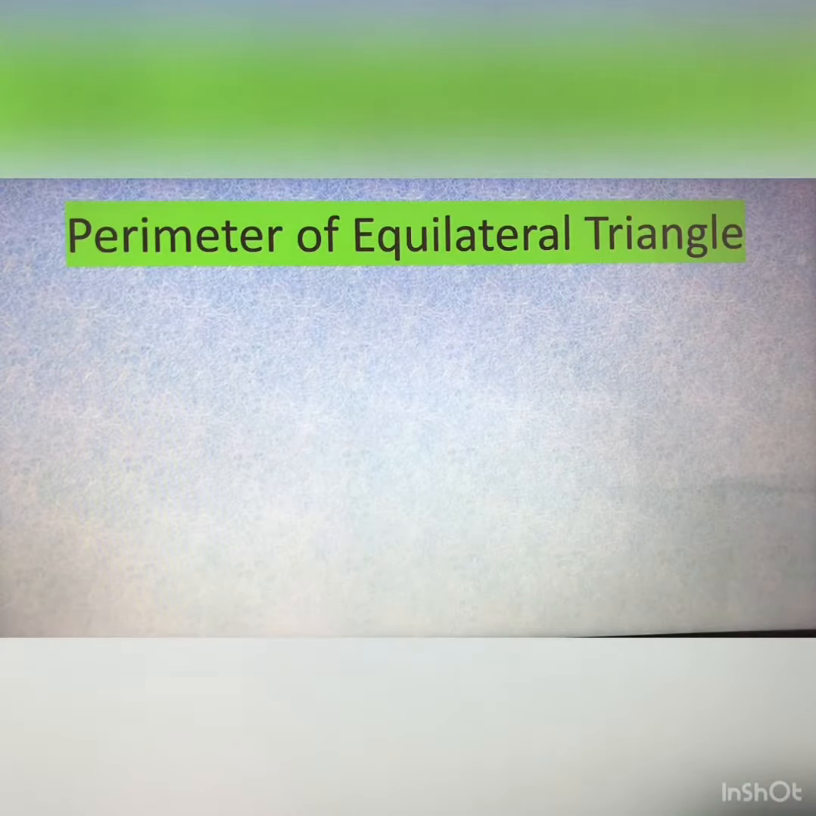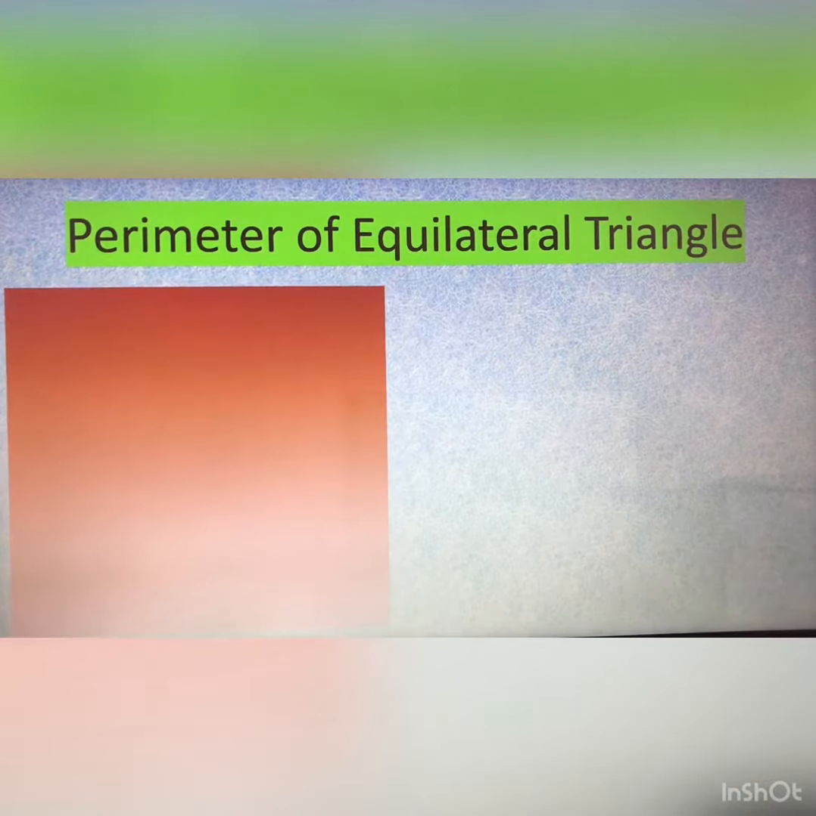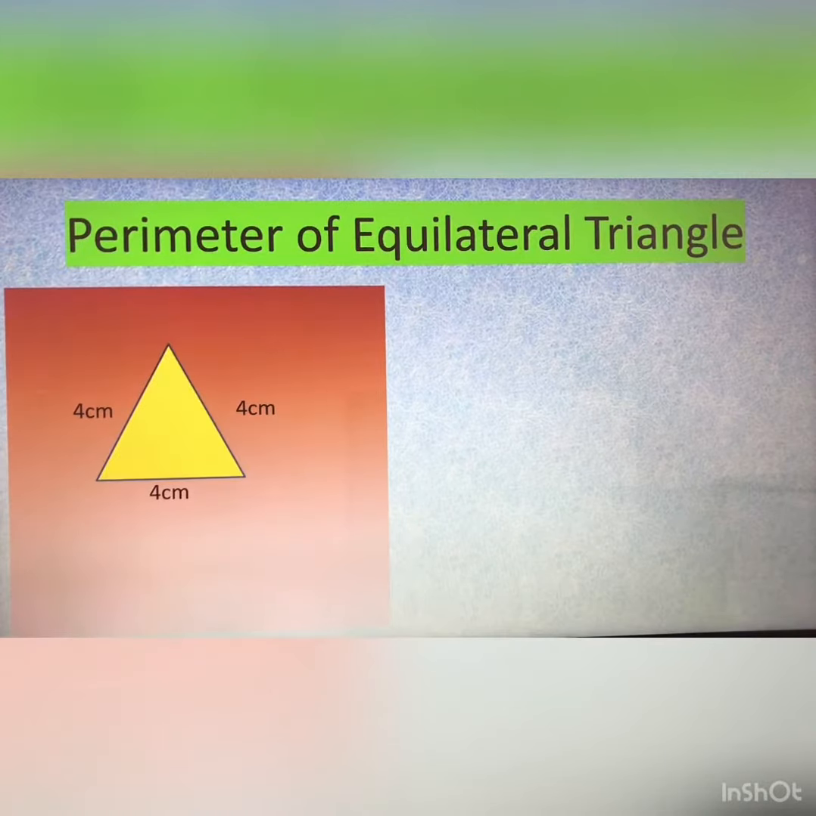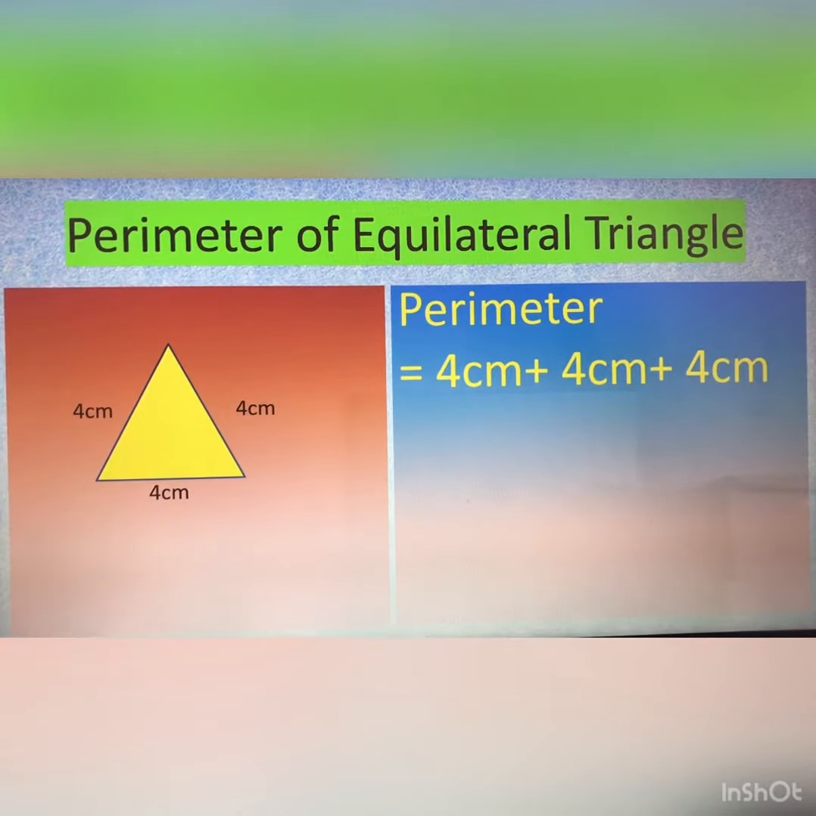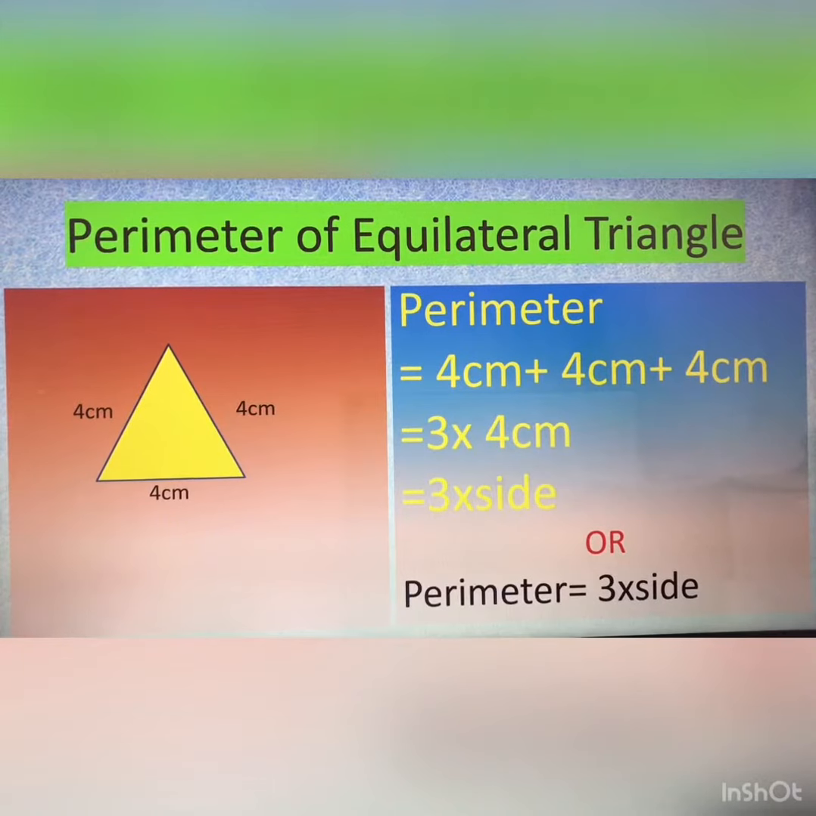Now the perimeter of an equilateral triangle. Let the side of the triangle be 4 centimeter. That is, the side of the equilateral triangle is 4 centimeter. So this one is an equilateral triangle. Then we can find the perimeter, that is the sum of the boundary, 4 centimeter plus 4 centimeter plus 4 centimeter. So it is 3 into 4 centimeter, which means 3 into side. Therefore, the perimeter of the equilateral triangle is 3 into side, because the side of the equilateral triangle is 4.